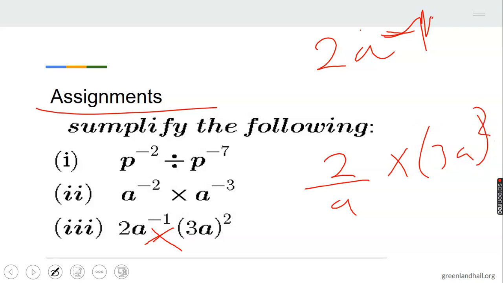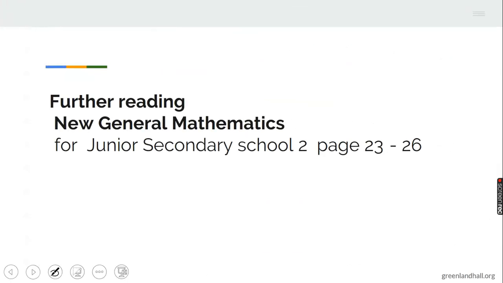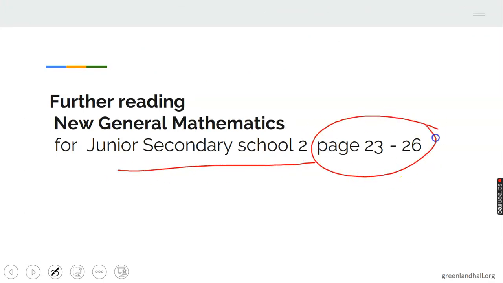That is that. Now, for further reading, get the Junior JSS2 Maths textbook from page 23 to 26 for more exercise and more knowledge on that.